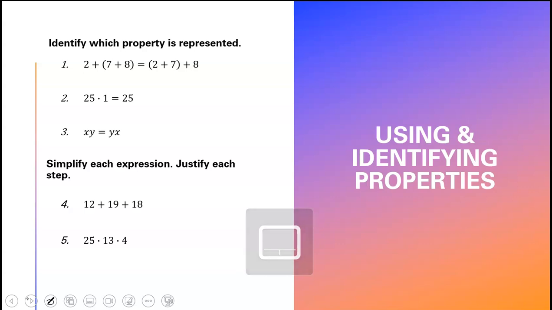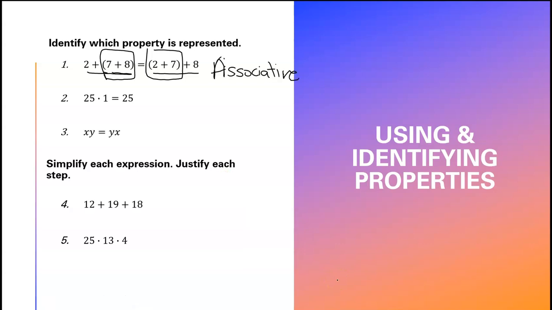Okay. All right. Let's look through these problems. Hopefully you had enough time to copy those down on your own. Okay. First things first, we got to learn how to identify the properties. Big hint right here in number 1, the numbers are all in the same order. The parentheses are just moved. Instead of the 7 and 8 being grouped together, it's the 2 and 7. So which property says that it doesn't matter which 2 numbers talk first? That's the associative property. Number 2 here, 25 times 1 is 25. Well, we're doing something to 25 and we get 25 back in the face. Okay, so it doesn't change its identity.